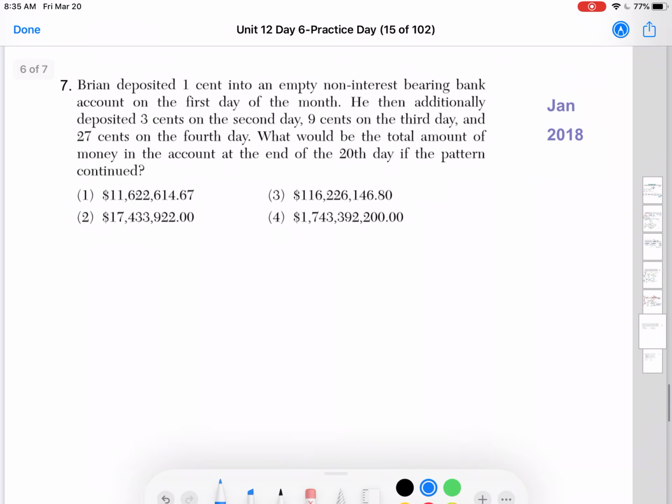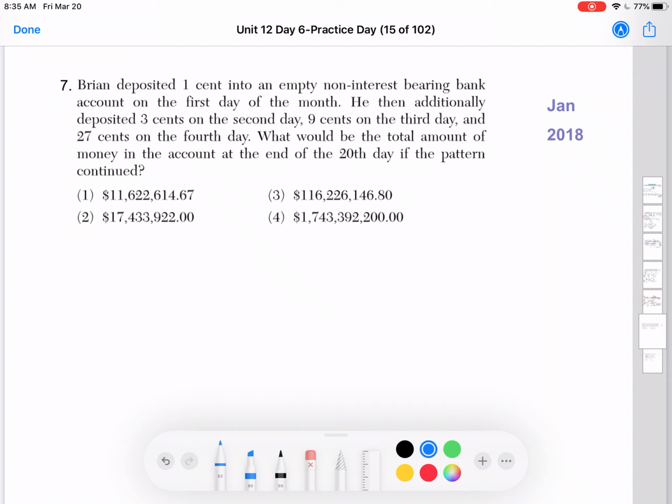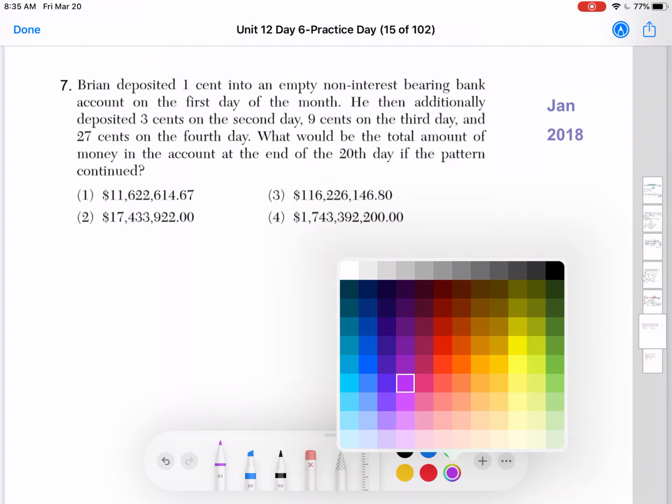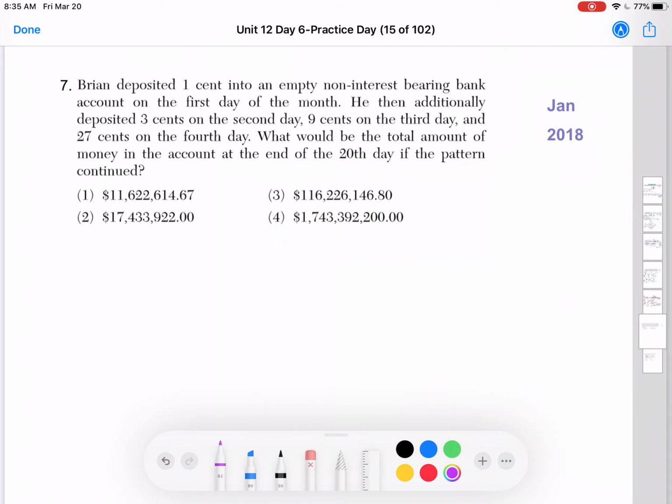All right, here's another one. Brian, oh, let's pick a different color. We'll go purple. Okay, Brian deposited 1 cent into an empty non-interest bearing account on the first day of the month. So that's my A sub 1. Now, we have to be careful. The way we write 1 cent as a decimal is 0.01. He then additionally deposited 3 cents on the second day, $0.09 on the third day, and 27 cents on the fourth day.